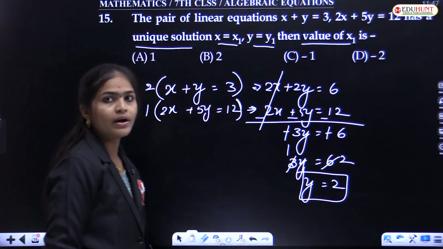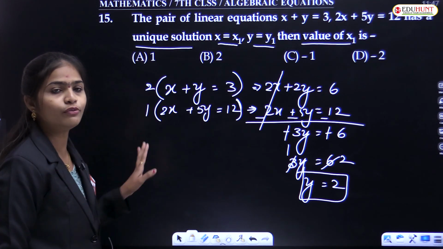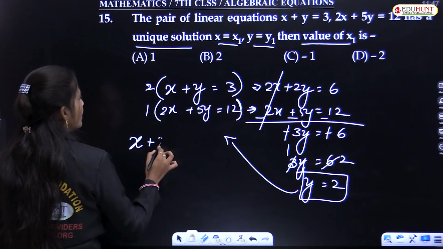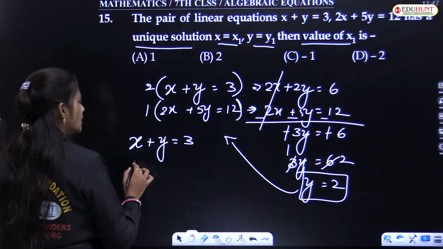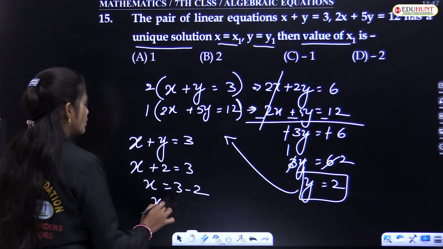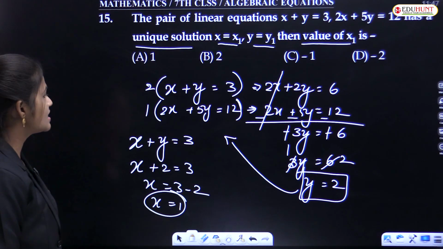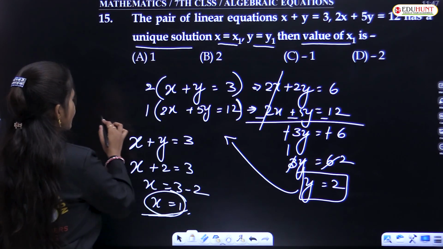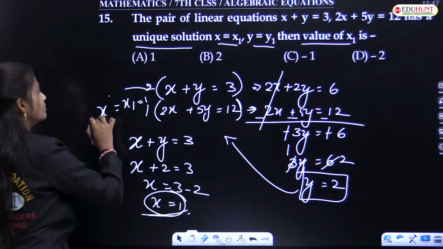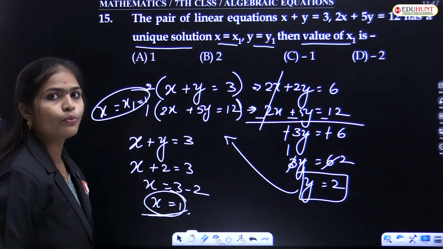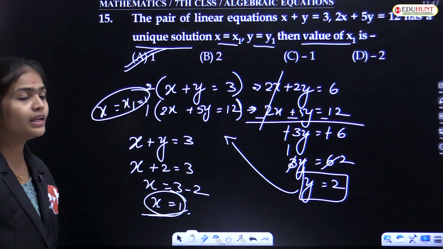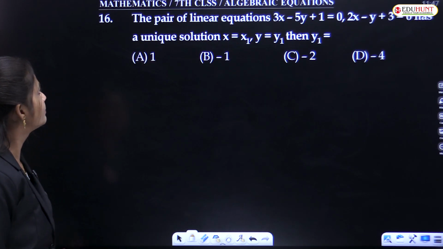What is the condition? y is equal to 2. But what we have to find out? The x value. So substitute the y value in any one of the equations. I am going to take the first equation, x plus y is equal to 3. So x plus 2 is equal to 3, x is equal to 3 minus 2, so x is equal to 1. So x is equal to x1, they are saying, so x1 value is also equal to 1. So which option is correct? Yes, option A is correct. Okay, so let us see question number 16.